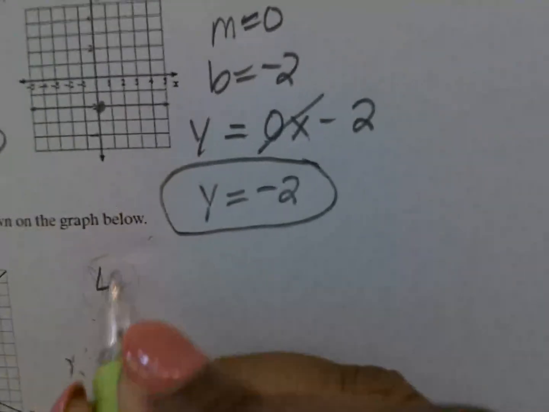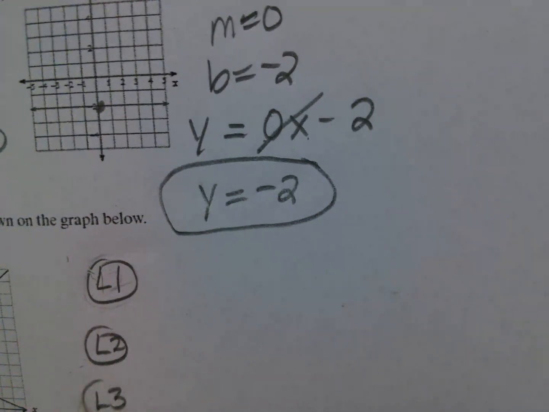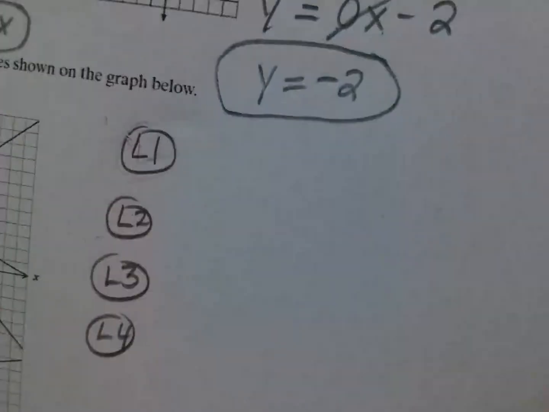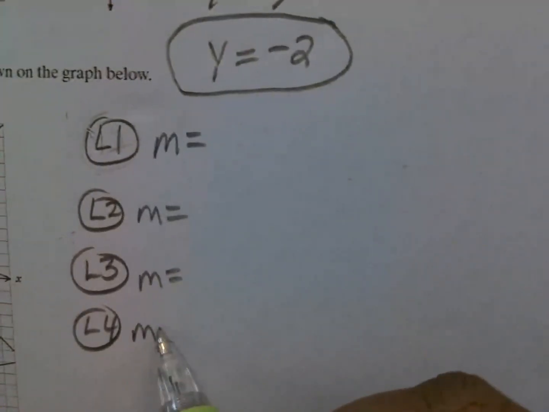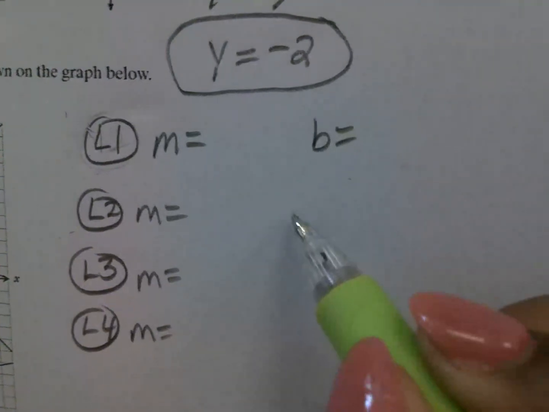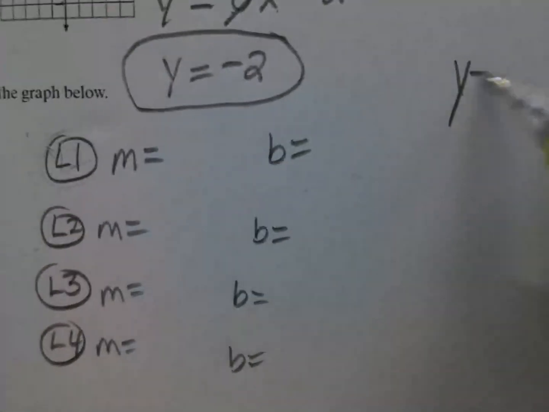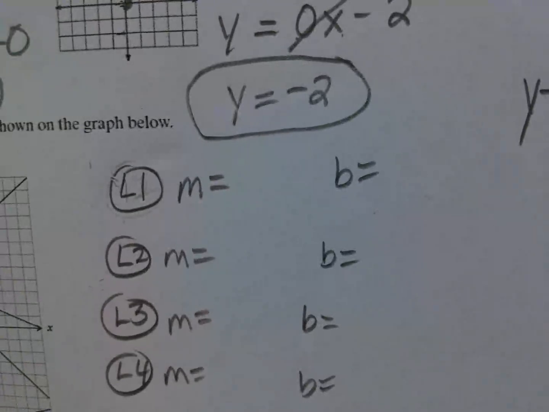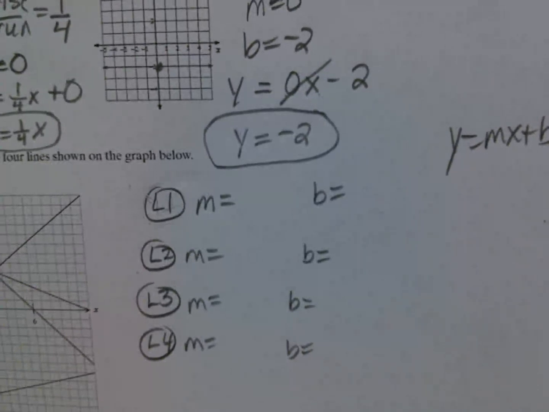So it's L1, line 1, line 2, line 3, line 4. Is that it? Okay. So you need to write the equations for each of these. Do not forget to first find the slopes, and then find the y-intercepts. And then you can write the equations in slope-intercept form. Y equals mx plus b. Okay, this is for a grade. This I'm going to collect.